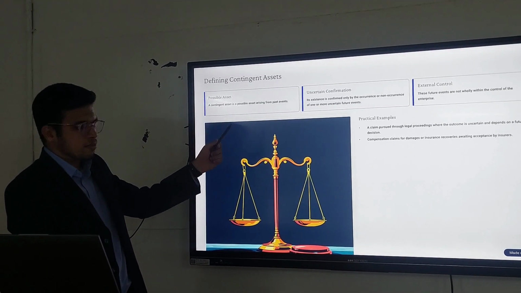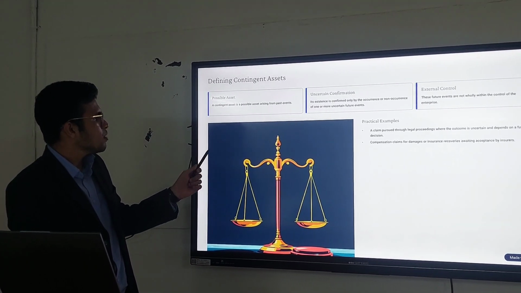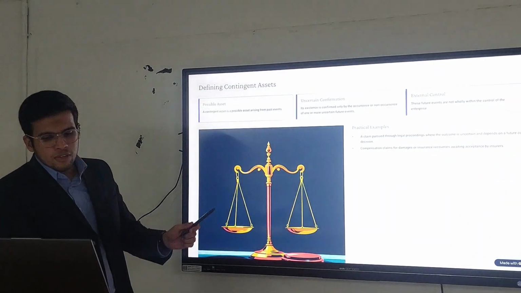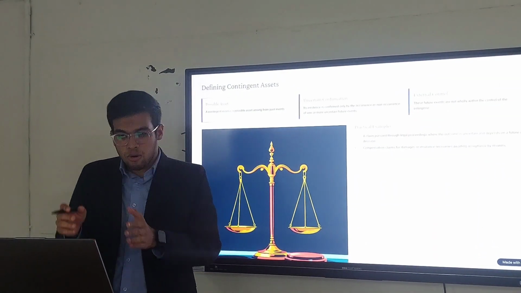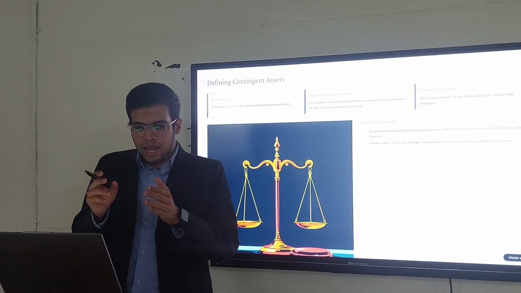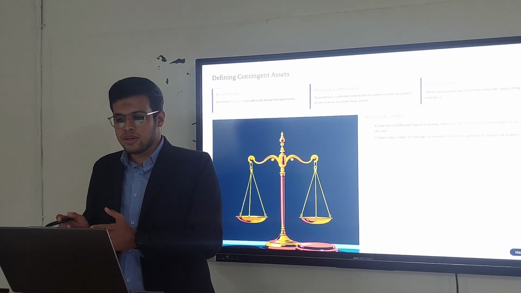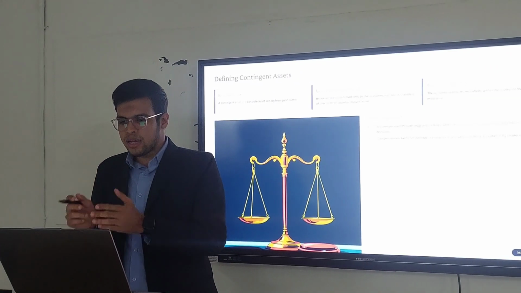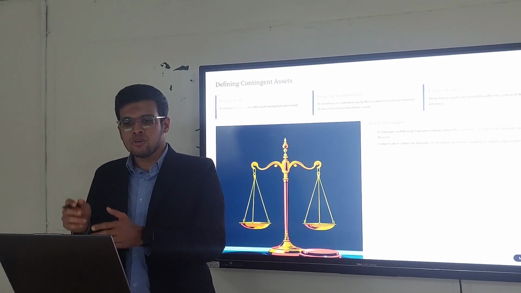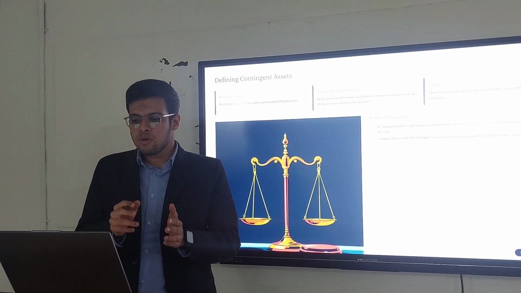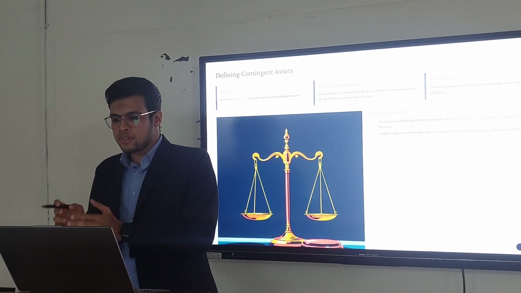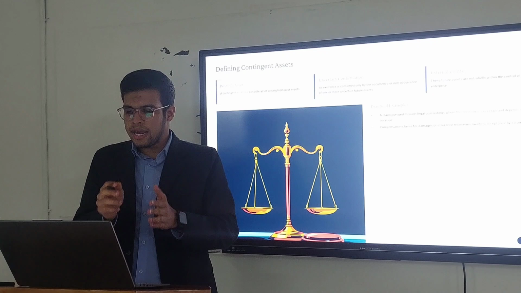Defining contingent asset. The first point is possible asset, the second point is uncertain confirmation, and the third point is external control. A contingent asset is a possible asset arising from past events. Its existence is confirmed only by the occurrence or non-occurrence of one or more uncertain future events. The external control is that these future events are not wholly within the control of the enterprise.